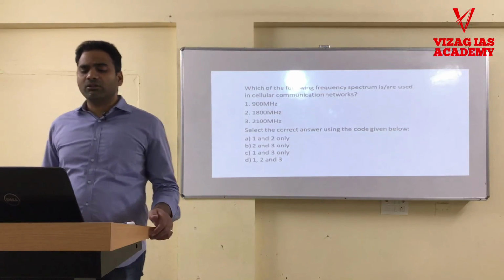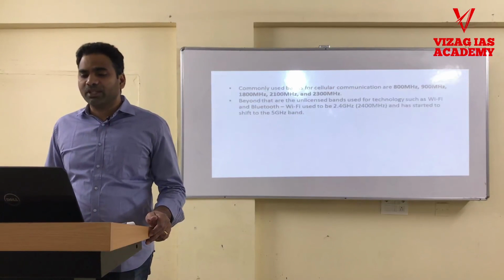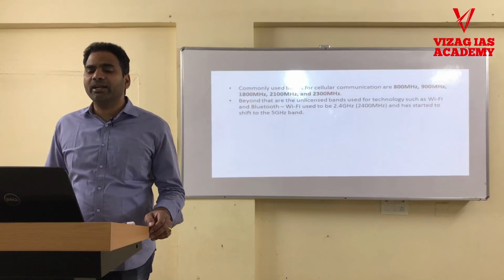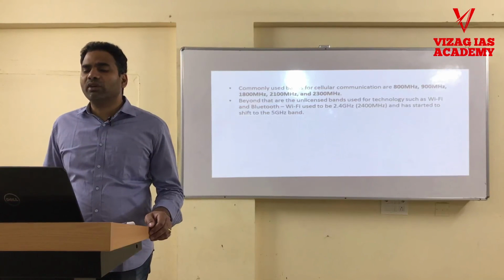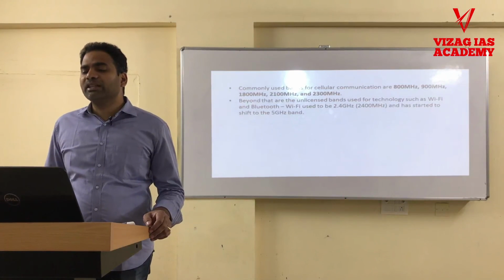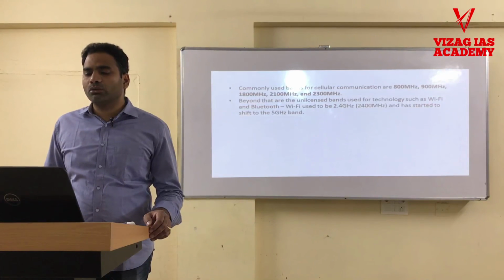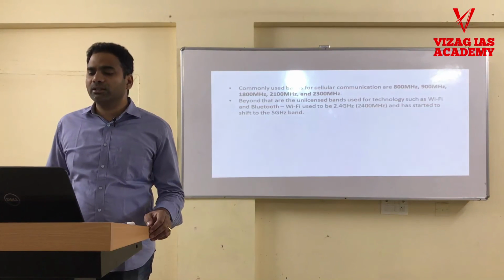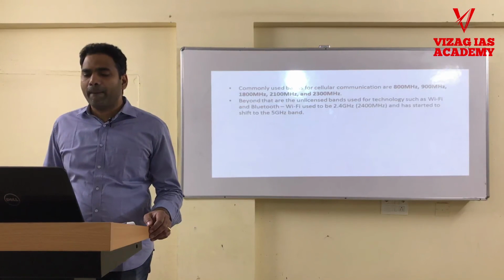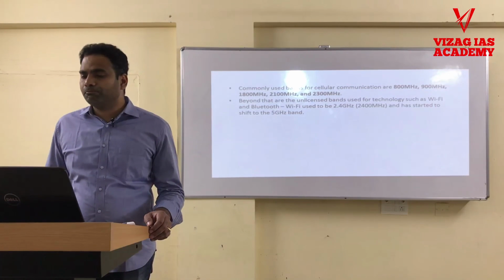Here the answer is 1, 2 and 3, all 3. So commonly used bands are 800, 900, 1800, 2100 and 2300. Previously Wi-Fi used to be 2400 megahertz. Now they are using 5 gigahertz. Bluetooth and Wi-Fi.